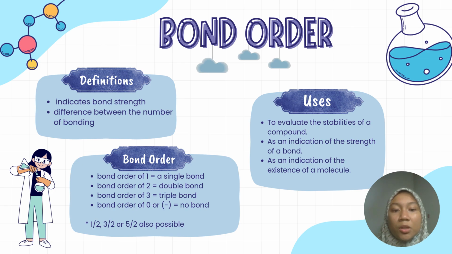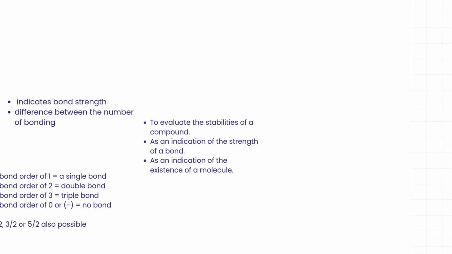represent. A bond order of 1 represents a single bond, a bond order of 2 represents a double bond, and a bond order of 3 represents a triple bond. A bond order of 0 or negative means no bond is formed. Fractional bond orders such as 1/2, 3/2, or 5/2 are also possible in some molecules. Let's calculate the bond order.